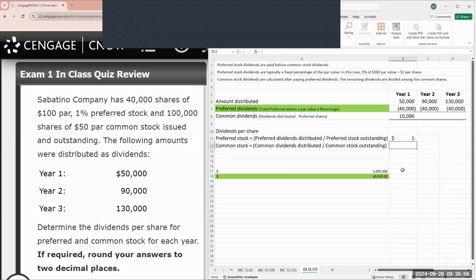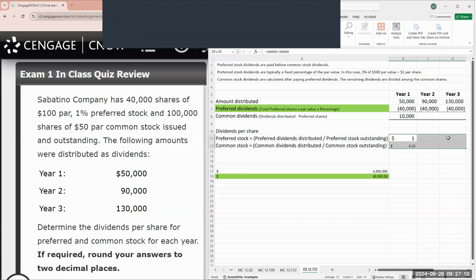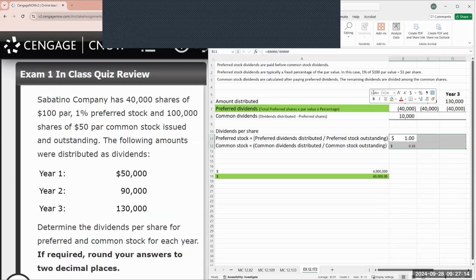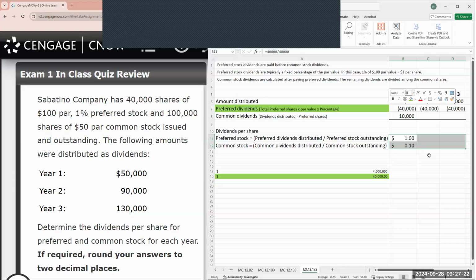We do the same thing for common stock. So the common stock shareholders receive 10,000 and there's 100,000 shares outstanding. So therefore, it's 10 cents per share. All right, 10 cents per share. So we move on to year two.